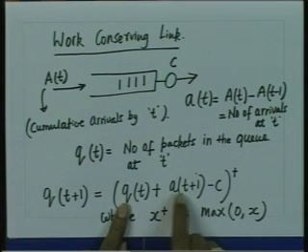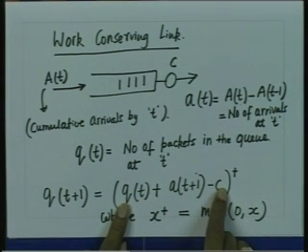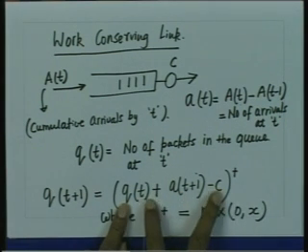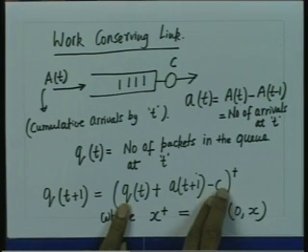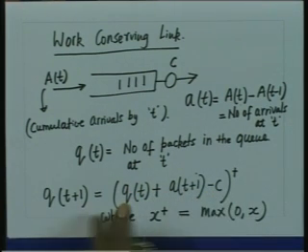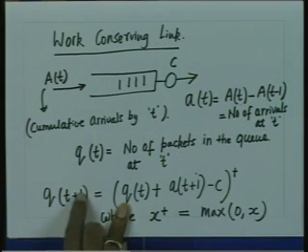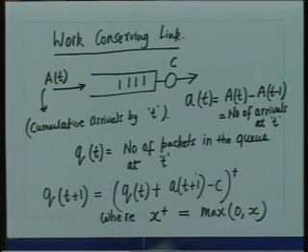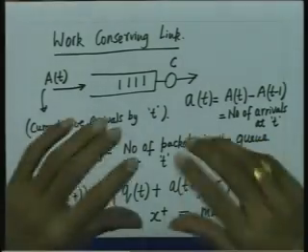So if Q(t) + a(t+1) is greater than C, then the queue length will be equal to Q(t) + a(t+1) - C, and if Q(t) + a(t+1) is less than C, then the queue length at time t+1 will be 0. Okay. So this is a simple interpretation of the fact. I just explained it here because in our subsequent discussions we would like to consider a FIFO scheduler for the time being, not necessarily a FIFO scheduler but a single buffer.